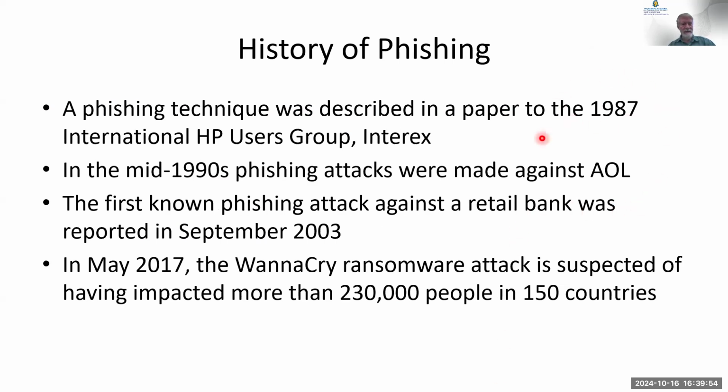Way back in 1987, somebody described it at a user group meeting. In the 1990s, there was a phishing attack made against AOL, America Online. Way back in the 90s, people were using phone modems, and many people were connecting to the AOL system. The first one against a bank was 2003, which is only 21 years ago. And then WannaCry, that was a big one. That's probably not the biggest anymore. That impacted 230,000 people. And let's be international. That meant to be in 150 countries. That meant the people who did the phishing attack had to take their email and translate it to dozens of different languages. These people really worked at it.